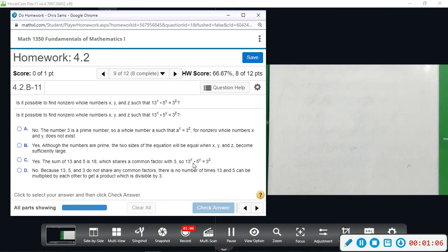So that's true. And then it says no, because 13, 5, and 3 share no common factors. There's no number of times 13 and 5 can be multiplied times each other to get a product which is divisible by 3.